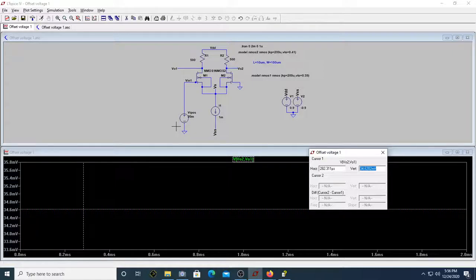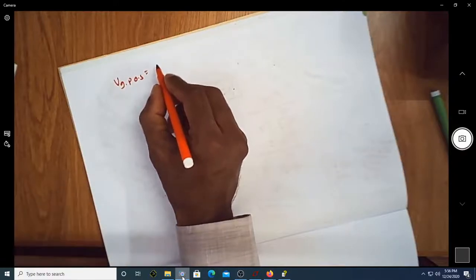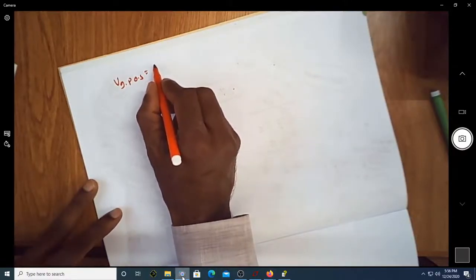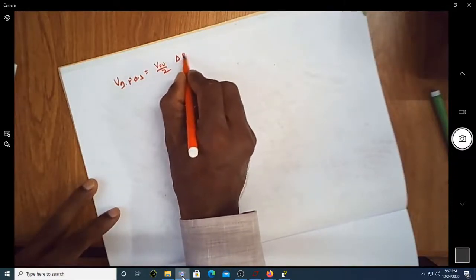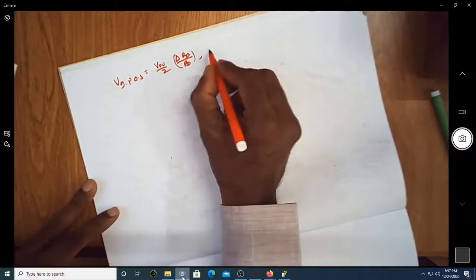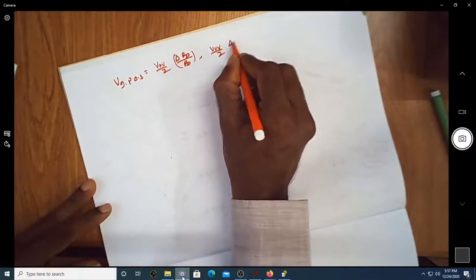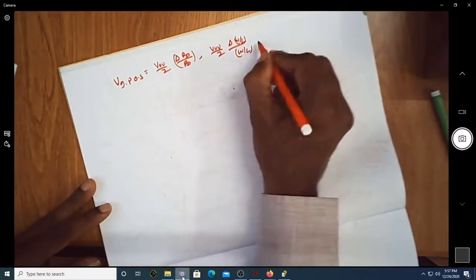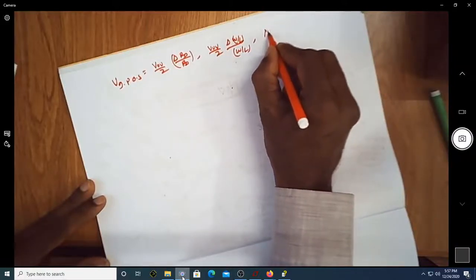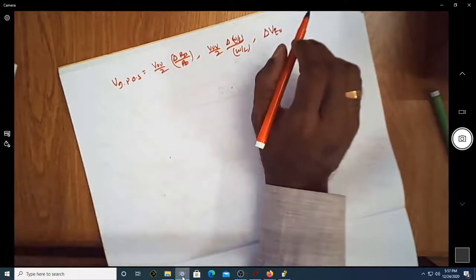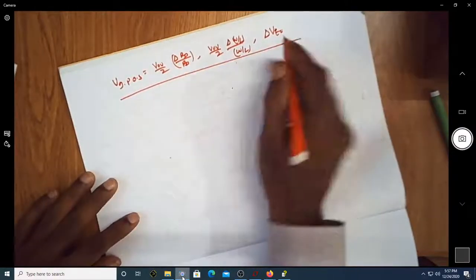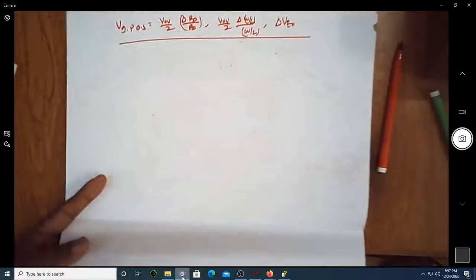That purely depends on whether the offset is due to the value of RD, whether it is due to the W by L, or whether it is due to VTO. Because we have three input offset voltages. If it was due to the change in RD, it was VOV by 2 delta RD by RD. If it was due to W by L, it was again VOV by 2 delta (W by L) by (W by L). If it is due to VTO, then it is delta VTO itself. There is no VOV coming here. So in the next video, we'll see if there is an error in all the three, how much should be the voltage that we are supposed to apply.